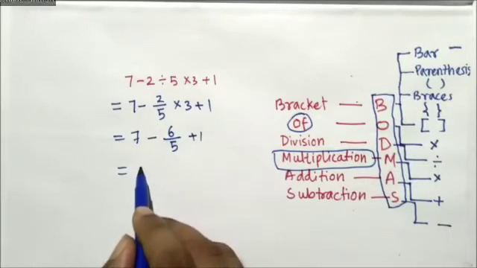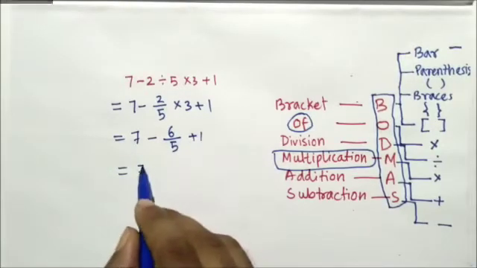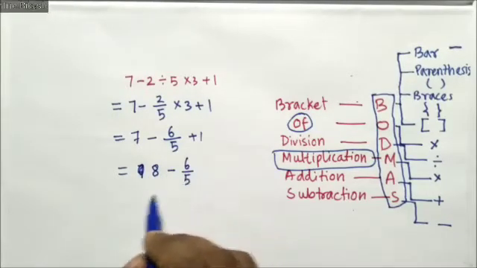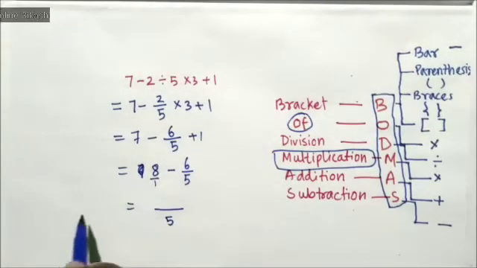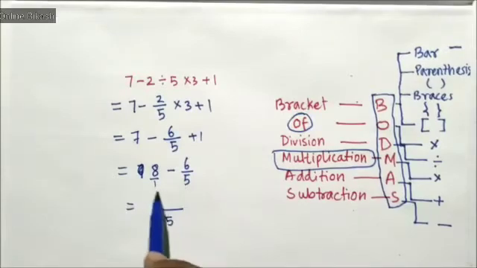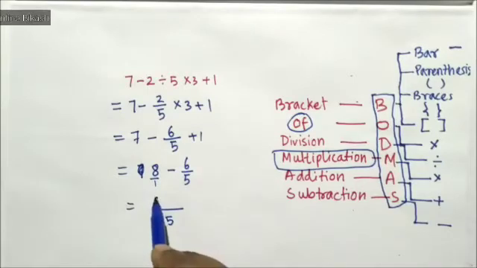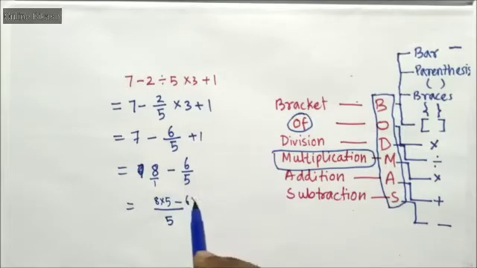So what we will do, 7 plus 1 you can perform. 7 plus 1, that is 8, minus 6 by 5. Now we will finish it up. Here it is 1, the denominator. All whole numbers have a denominator that is 1. So 1 and 5, what will be the LCM of 1 and 5? It is 5. 1 fives are 5, so 8 fives are 8 into 5, and 5 ones are 5, so 6 into 1.